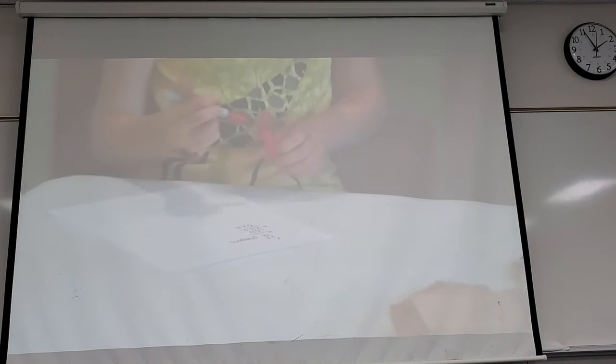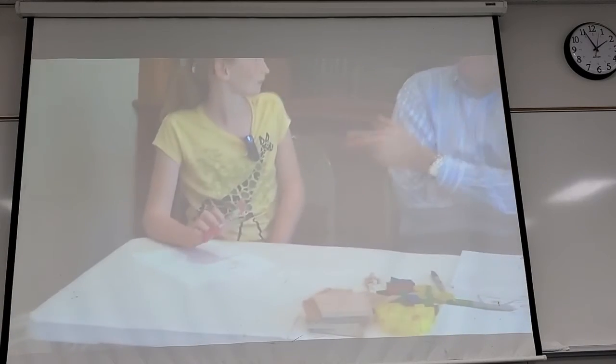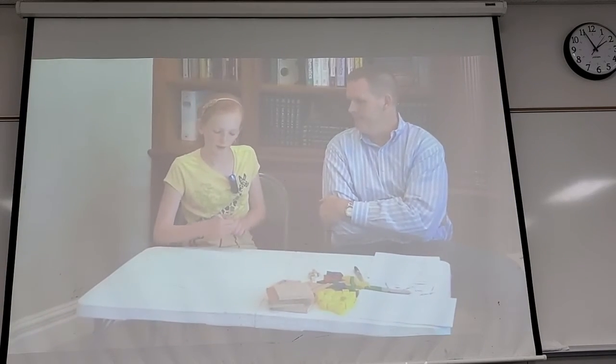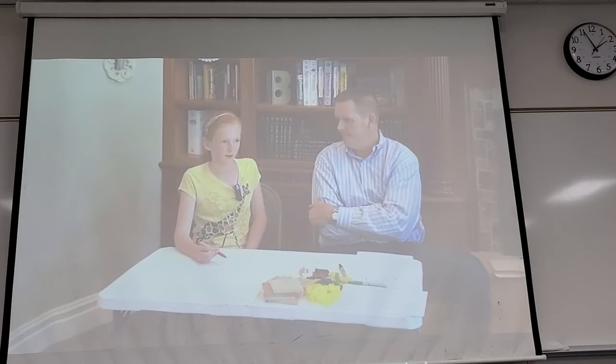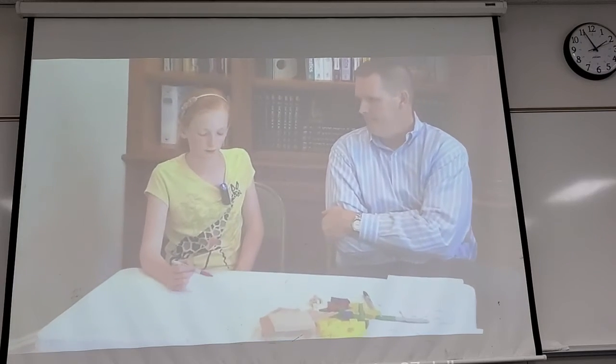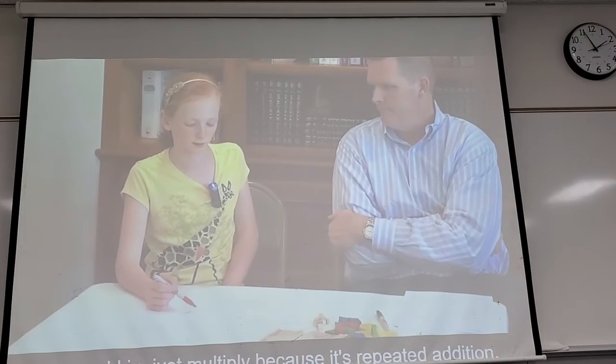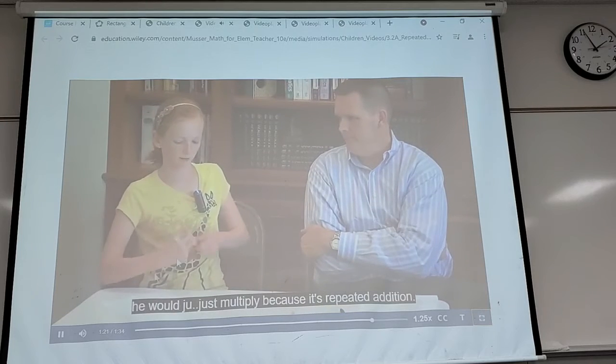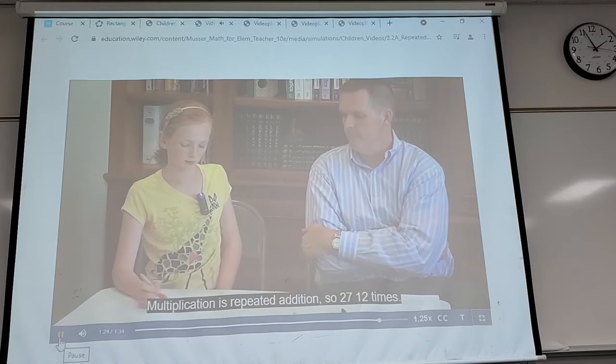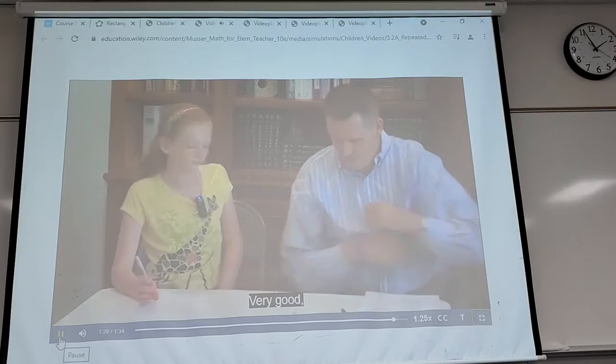That would be $324. Okay, how did you multiply? Well, if he has 12 players and each player needs a jersey and they're $27, you would just multiply because multiplication is repeated addition, so 27 twelve times. Okay, all right, very good, thank you.